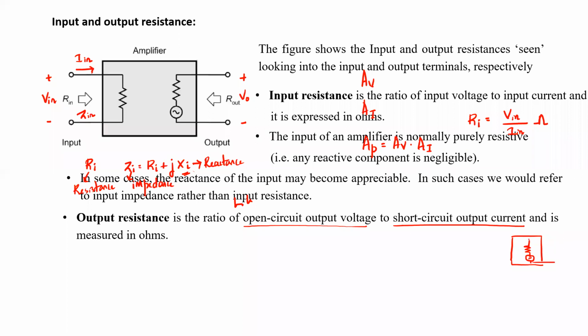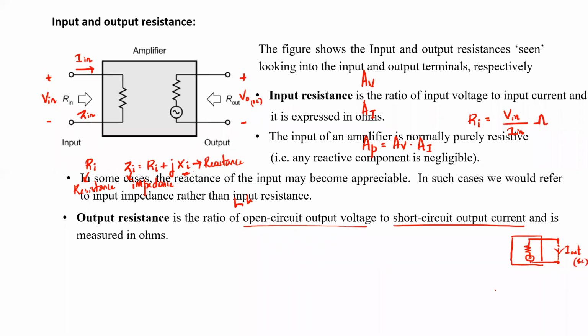Now, if the same output terminals are shorted, I'm shorting this, there will be a current that is flowing, that is called as I out. This is called as short circuit output current. Everybody understand that this is open circuit output voltage when these two terminals are open, and this is short circuit output current.